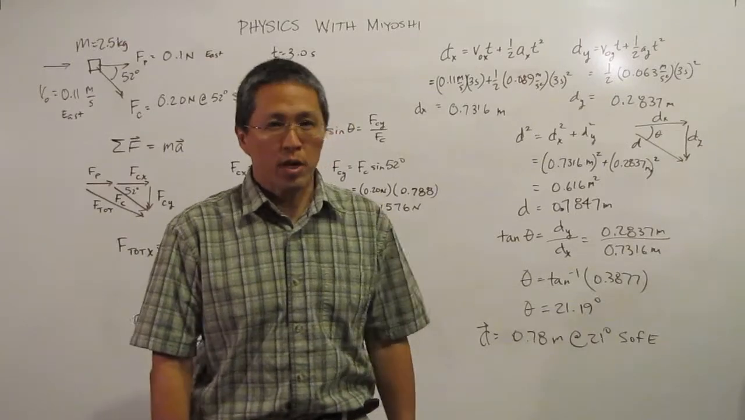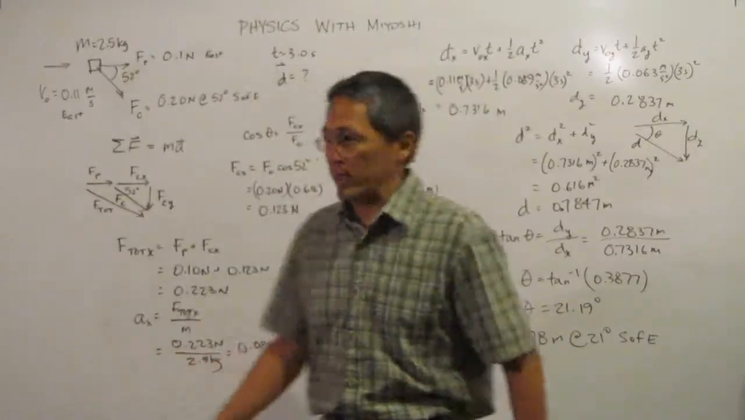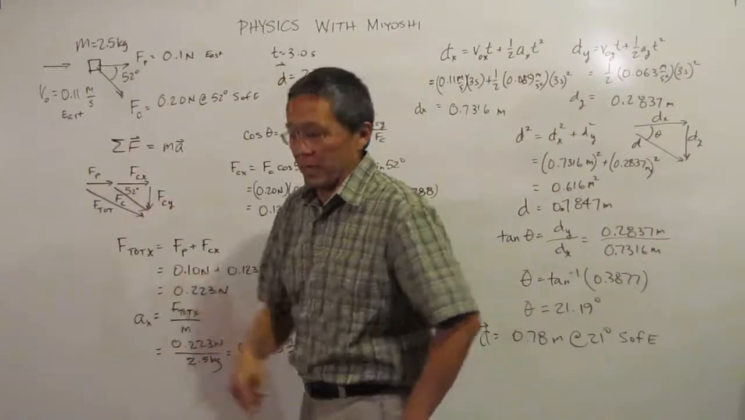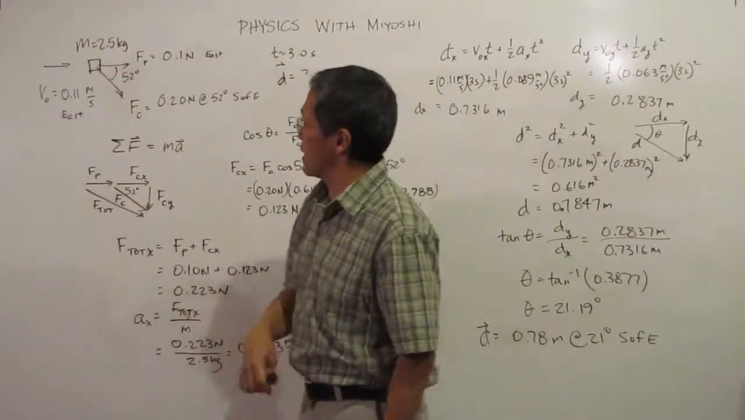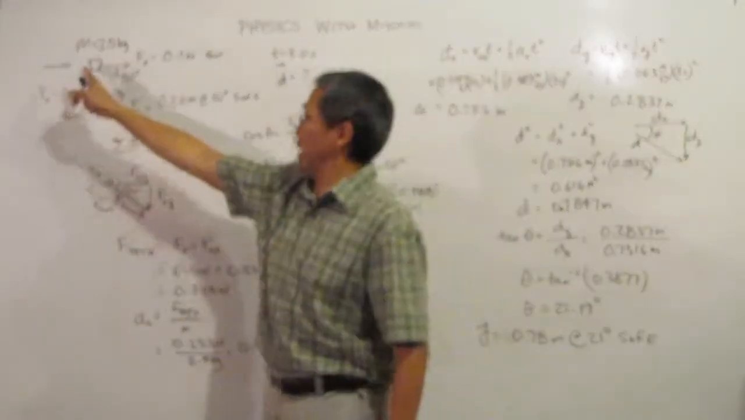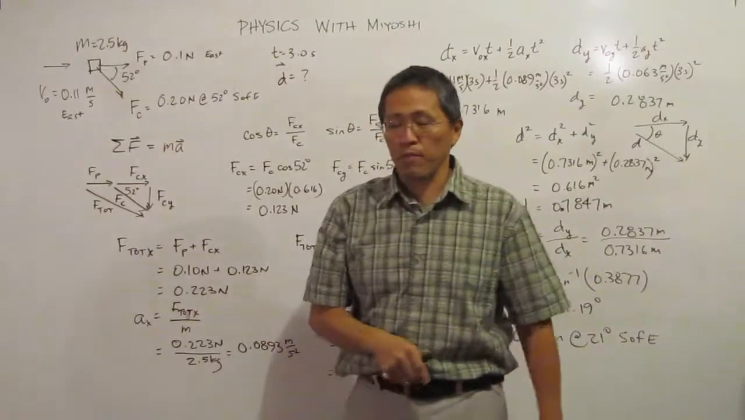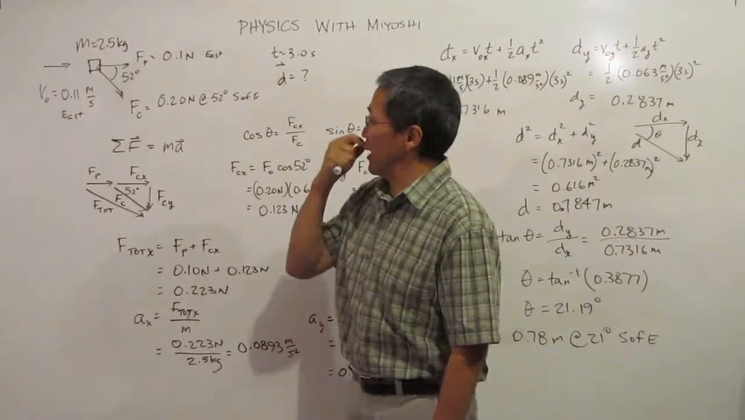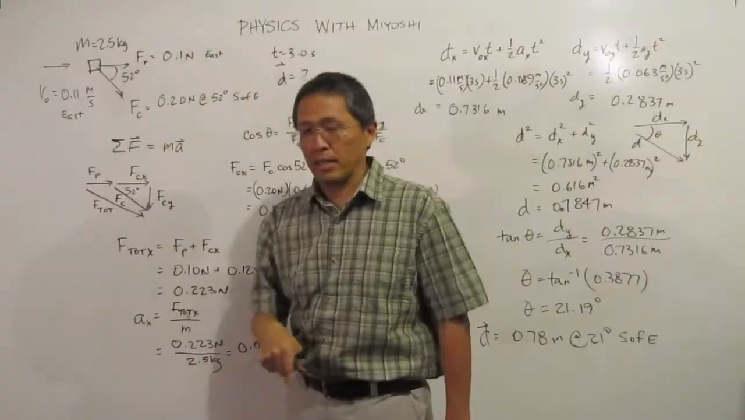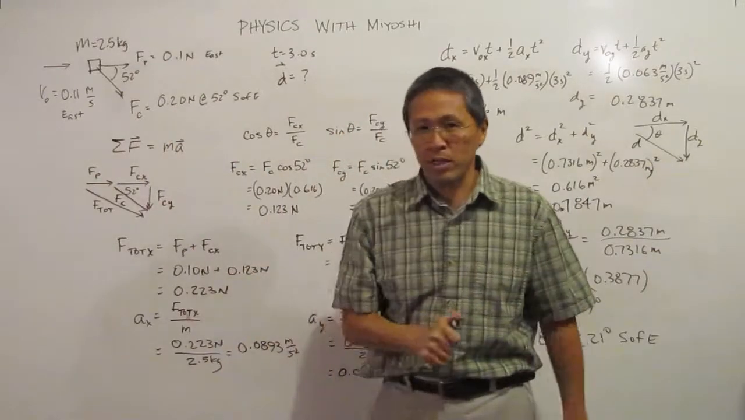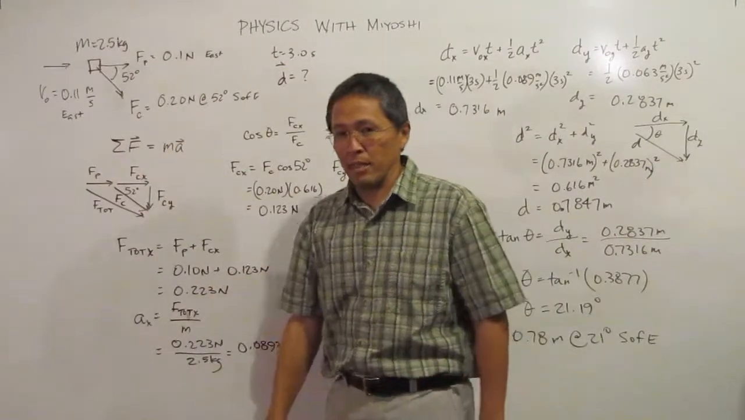Today I just wanted to go through a little problem with you. We're going to take a little duck here. I still picture my duck. It's paddling along with a force of 0.1 newtons, and it's got a current acting on it also of 0.2 newtons. And we're going to use Newton's laws and a little bit of kinematics.